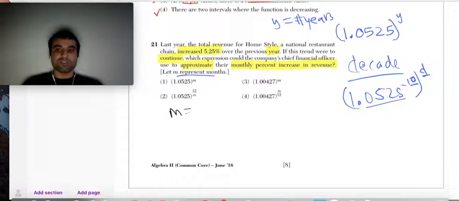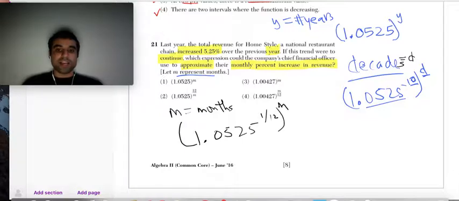So if m is months, so d is decades. If m is months, we're scaling down. So we want to do each month is 1/12 of a year. So we want something like this: 1.0525 to the 1/12 each month. I could multiply the exponents and get 1.0525 to the m over 12. But this says 12 over m, and this one didn't do anything to the exponent. This is using the yearly factor. We can't raise it to the m for months. That's just not accurate. So these two are out.